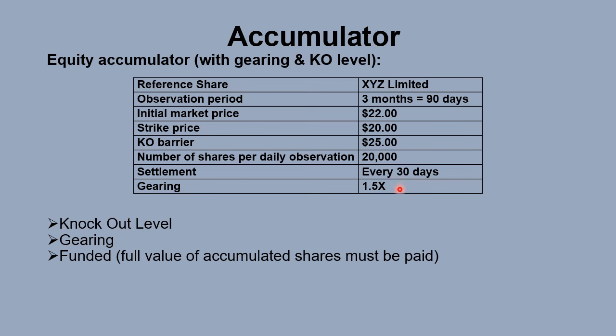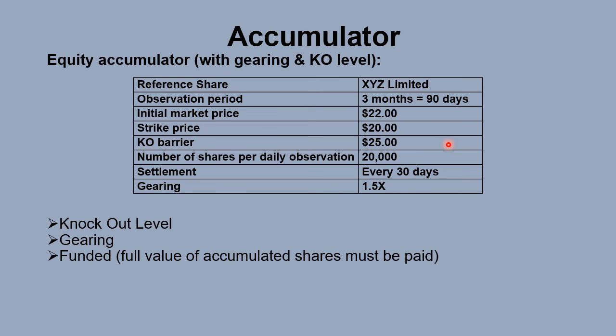The investor is obliged to accumulate 20,000 shares of XYZ Limited at $20, which is the strike price. The accumulator has a KO barrier at $25, which will terminate the accumulator contract. That is, if the underlying price touches $25 or moves above it on any day, the contract will get terminated and the settlement will be done till the previous day. For example, if the KO event takes place on day 20, the settlement will be done till day 19.